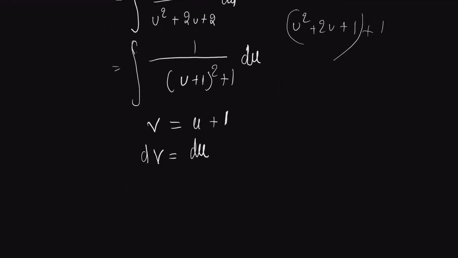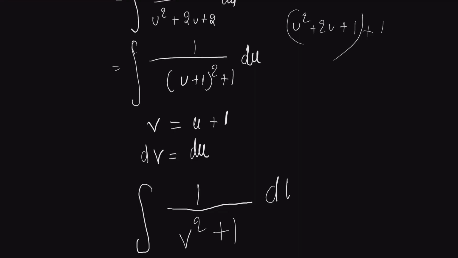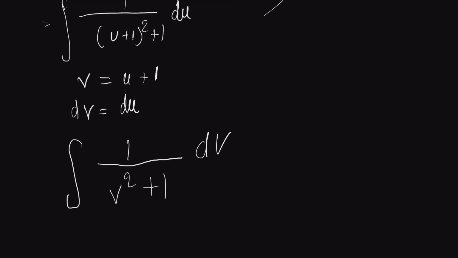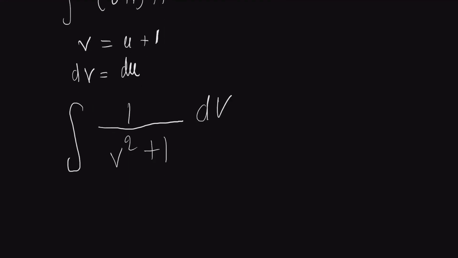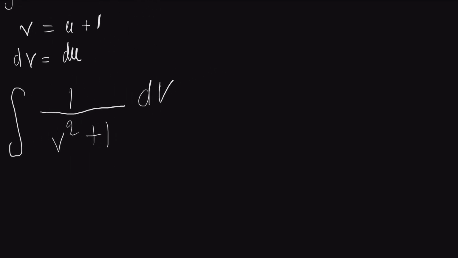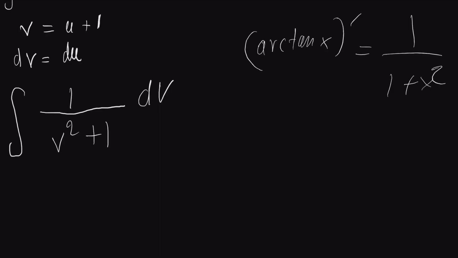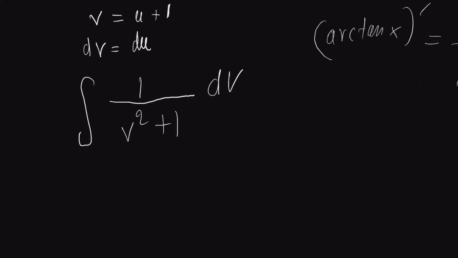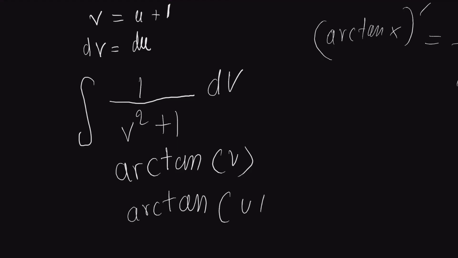So since v is u plus 1, what you have is the integral of 1 divided by v squared plus 1 dv. And one of the core formulas here is you have to remember that this is just the arctan of v. This integral gives you the arctan of v. Remember, the derivative of arctan of x is just equal to 1 over 1 plus x squared. This is the same principle applied here. So you have arctan of v, and v is u plus 1, so you have arctan of u plus 1.